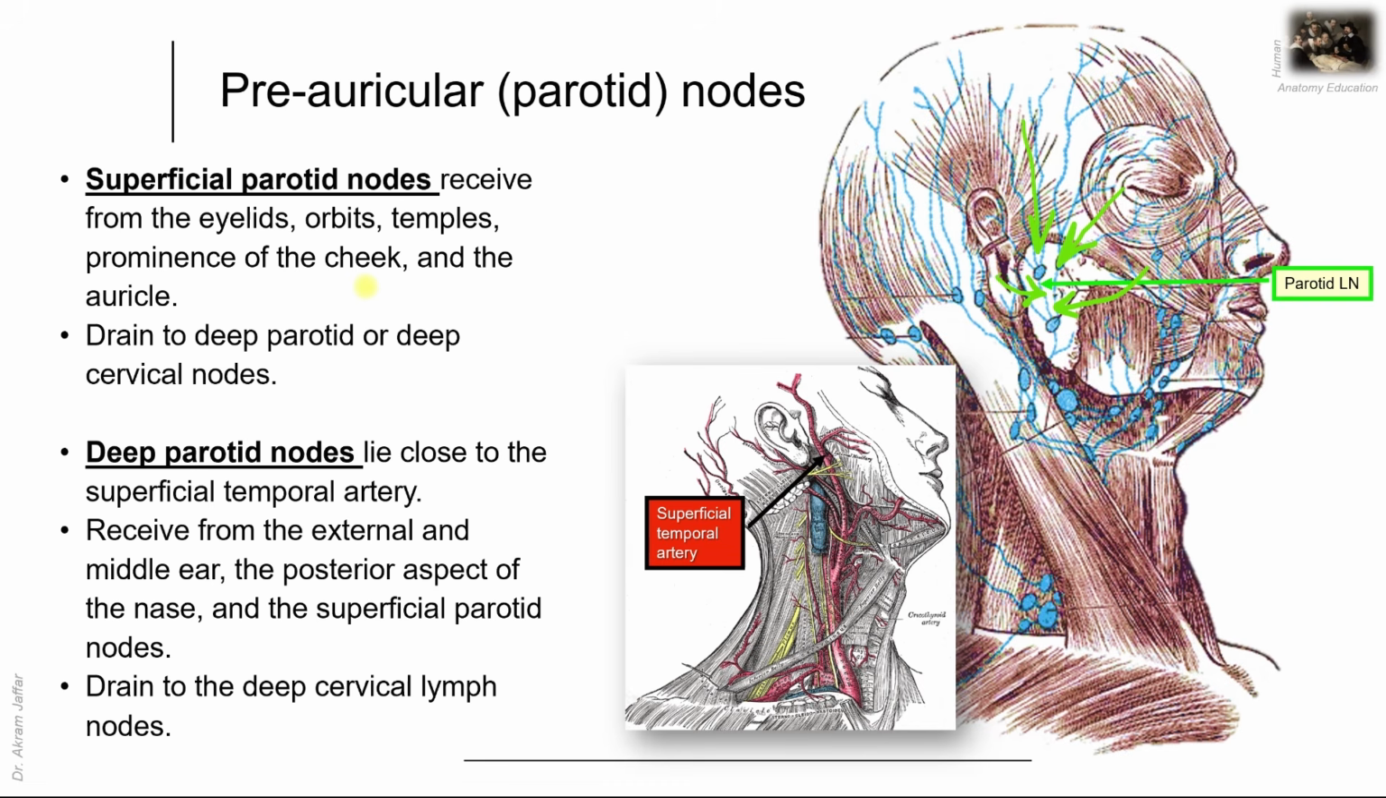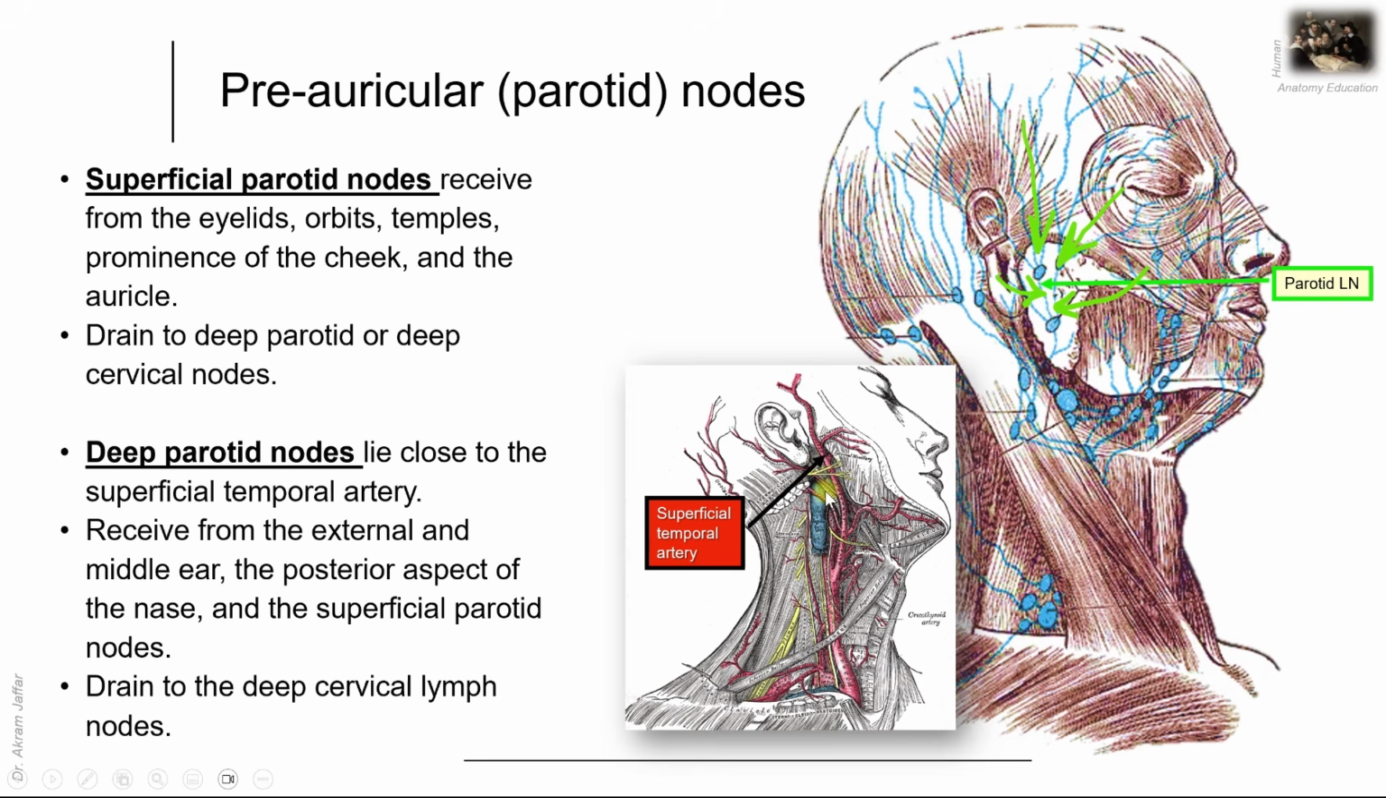The superficial parotid nodes receive afferents from the eyelids, from the orbits, the temple, from the prominence of the cheek, as well as from the auricle, and they drain to the deep parotid lymph nodes or to the deep cervical lymph nodes. The deep parotid nodes, as I said, lie within the parotid gland, and they are in close proximity to the superficial temporal artery.